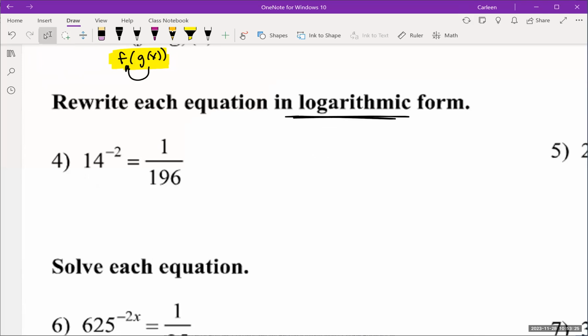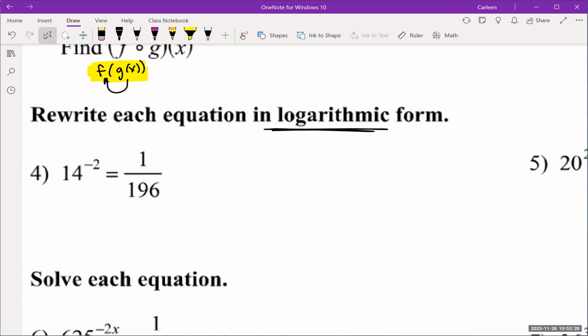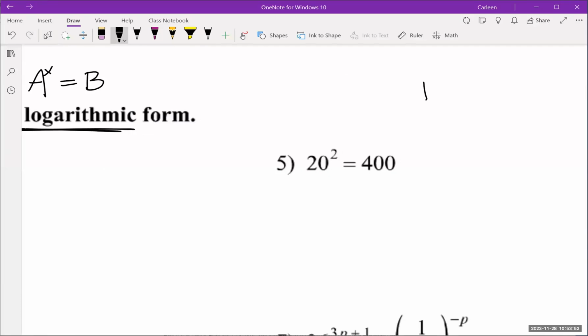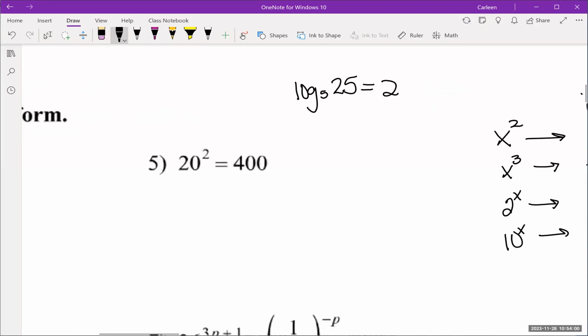So how do I rewrite the equation in logarithmic form? We have a to the x equals b. I don't know if I used the same letters in that order last year, but let's do an example. Log base 5 of 25 equals 2.